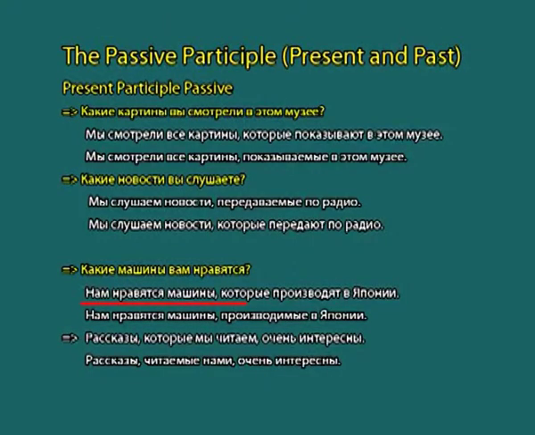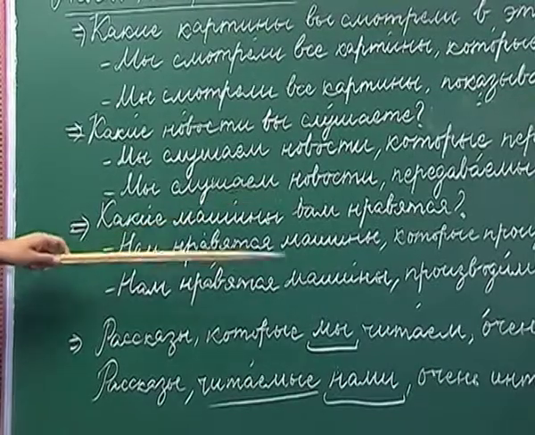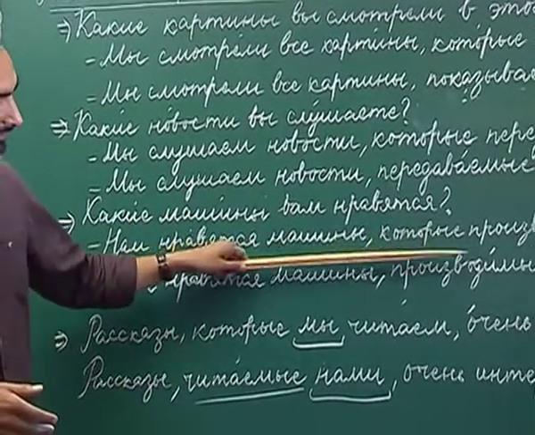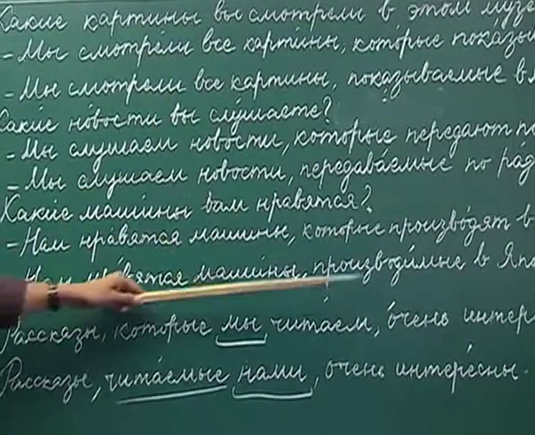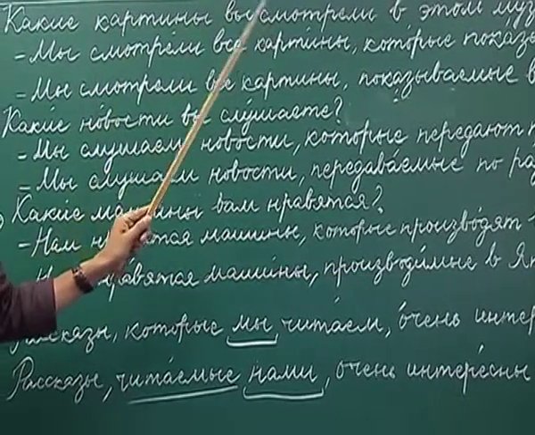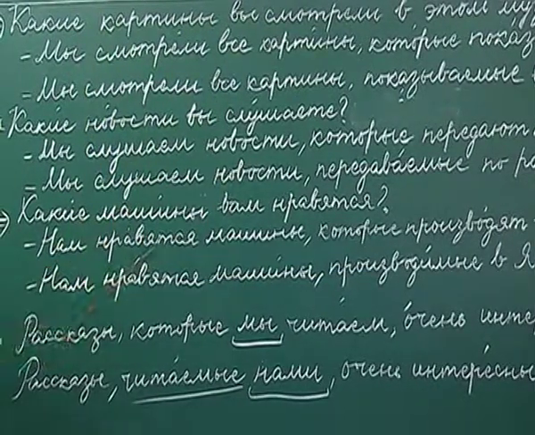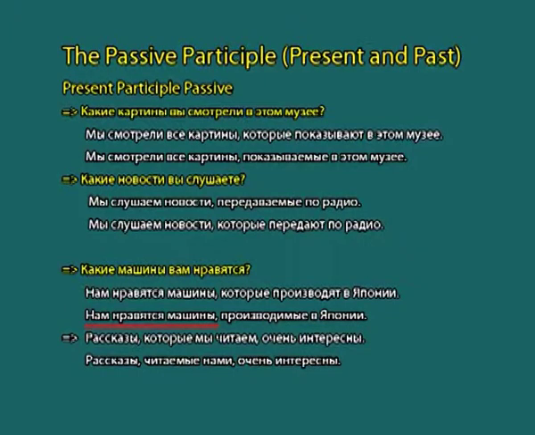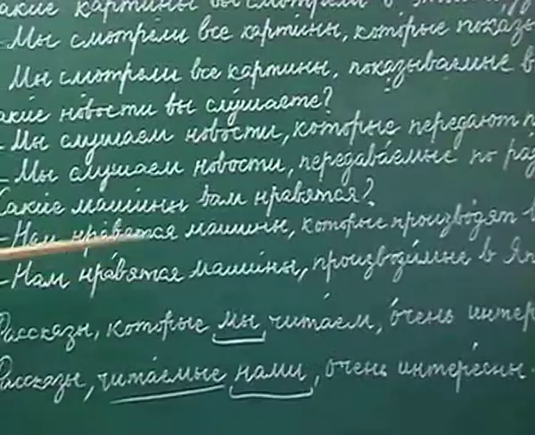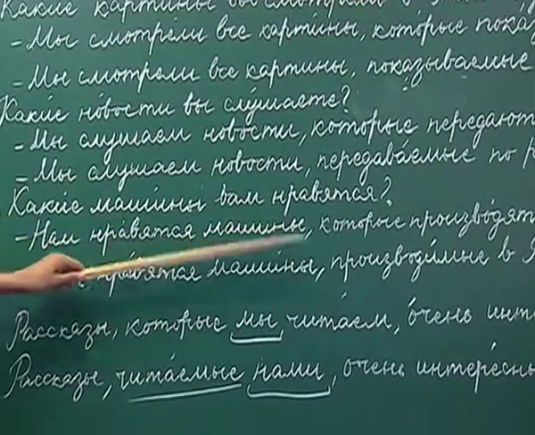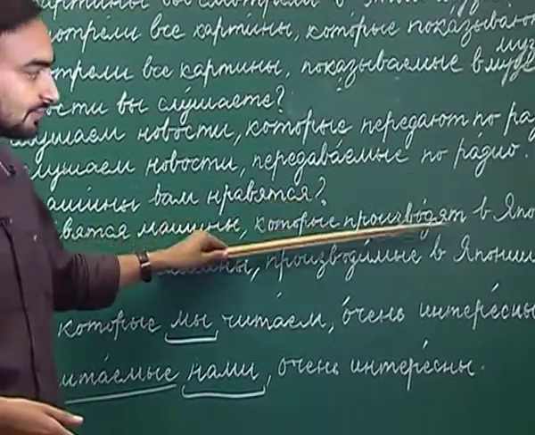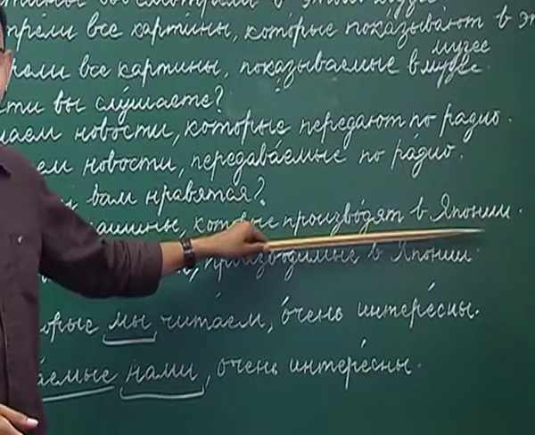The next question we have is kakiye mashini vam naravetsa. So, which cars do you like? So, here again we will try to answer it with a complex sentence using katori and then using the present participle passive. Нам нравятся машины, которые производят в Японии. So, we like the cars which are produced in Japan.